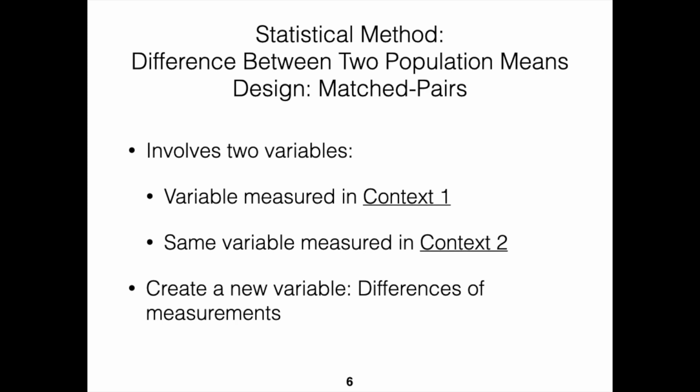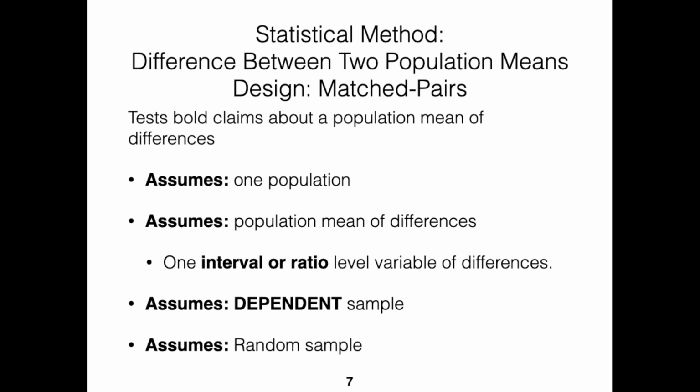So generally when it comes to using this tool, it works in the same way that we're used to. So we're going to test bold claims about a population mean of differences. Here we've got one population, so one population of differences. It's going to assume that we're talking about the mean of the differences. So again, we're talking about an interval or a ratio level variable that's measured twice. So when it comes to using this tool, it only works for continuous variables.